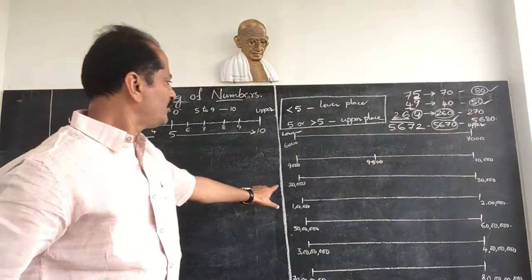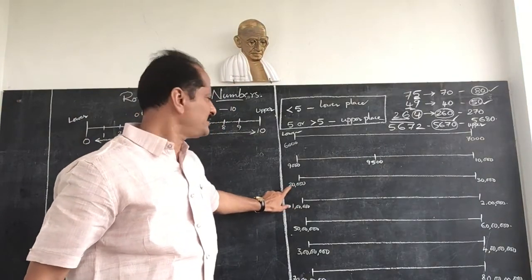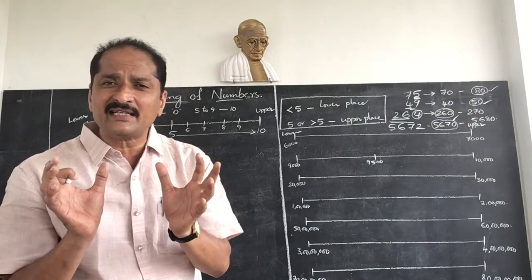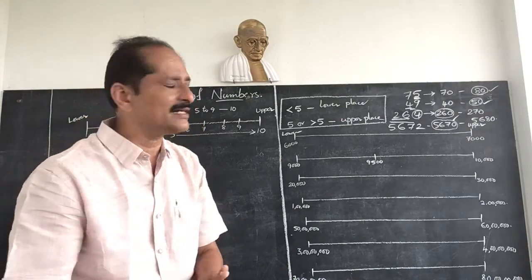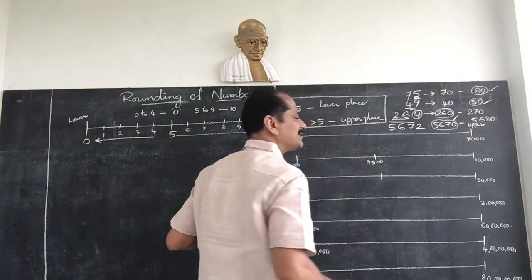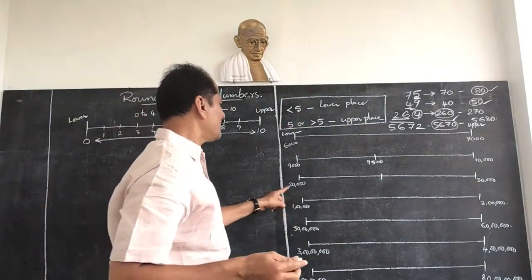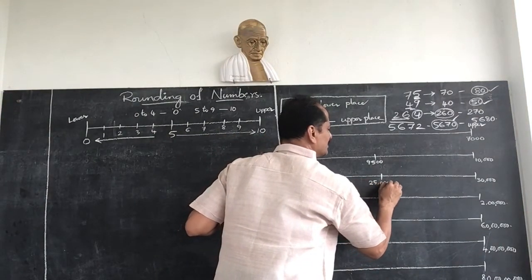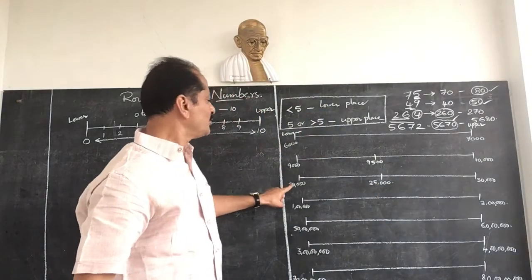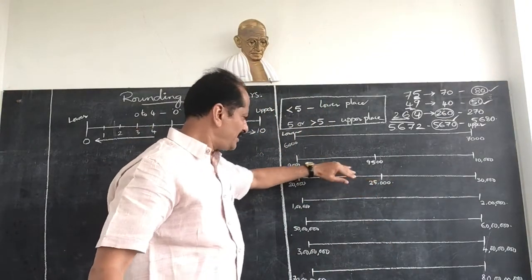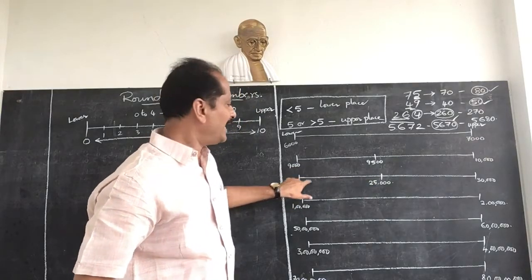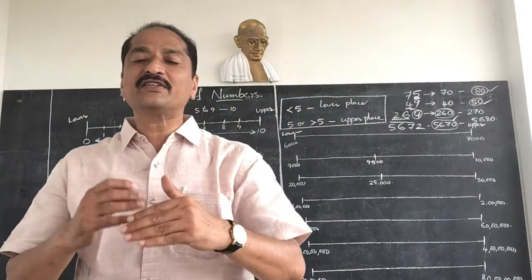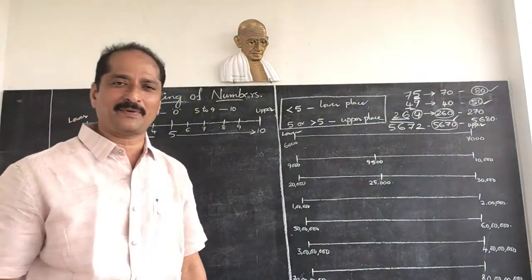In the same way, 20,000 place is given. That means 20,000 and 30,000. In between 20,000 and 30,000, how many numbers are there? 10,000 numbers. Half of 10,000, how much? 5,000. So 20,000 plus 5,000 is 25,000. That means this is the middle one. The numbers from 20,000 to 25,000 are nearer to 20,000, and 25,000 to 30,000 are nearer to 30,000. That is rounding of numbers to the nearest 10,000s place.